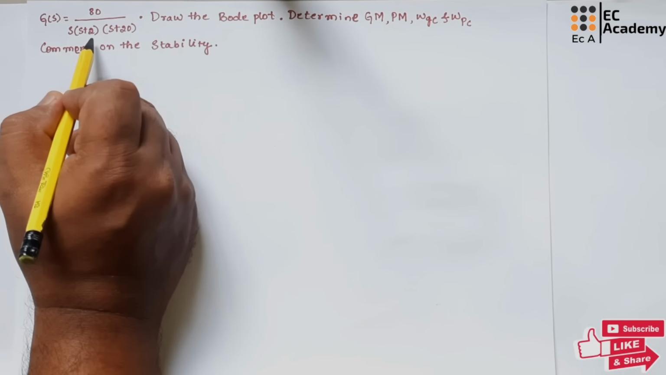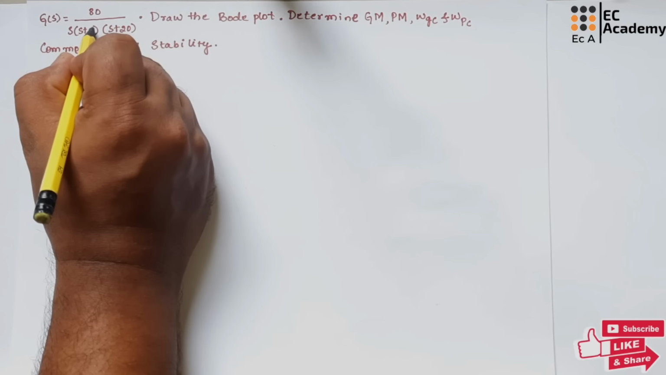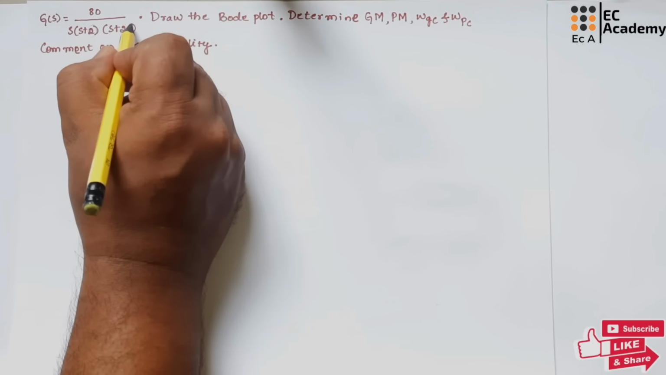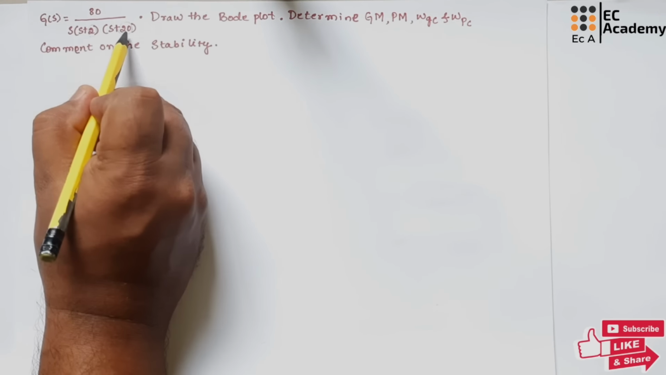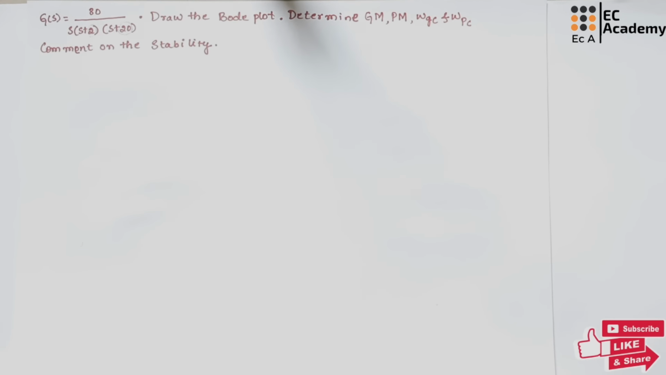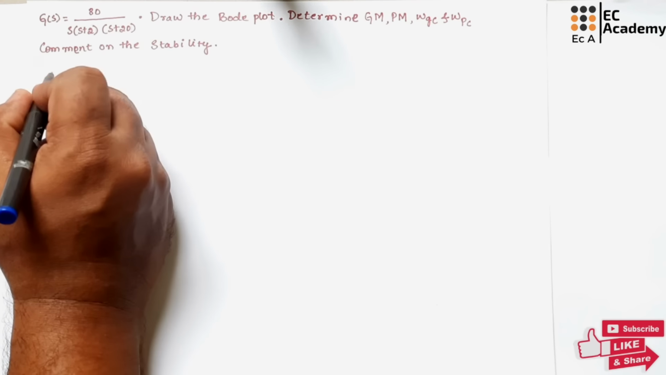So this is the transfer function that is given. Always remember this term in the transfer function should always be 1. So this term in transfer function should always be equal to 1. So that will be the standard time domain representation of the given transfer function. So let us do that.